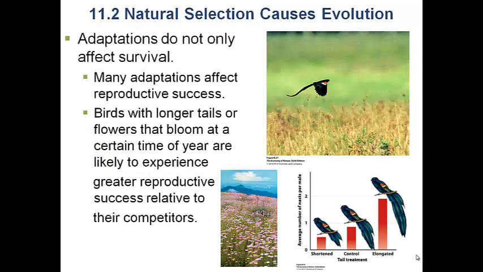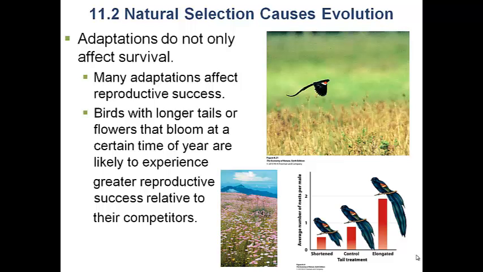Interestingly, many adaptations that organisms possess don't just affect survival, but they do affect reproduction. And so oftentimes we see that organisms have adaptations that have nothing to do with survival, may even impede survival, make it more difficult to survive, but it does make it more likely that they will reproduce.